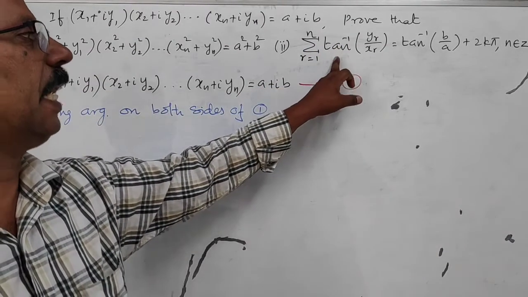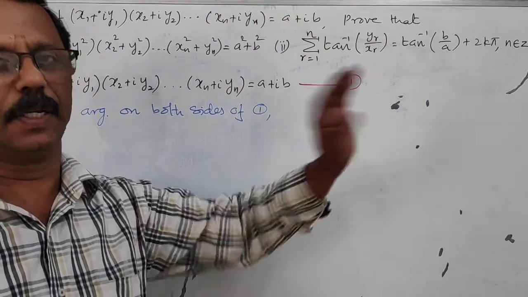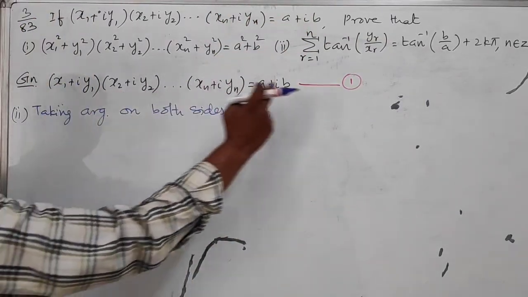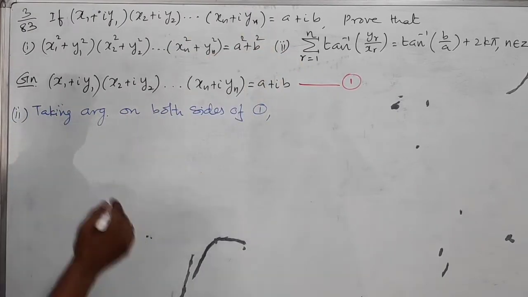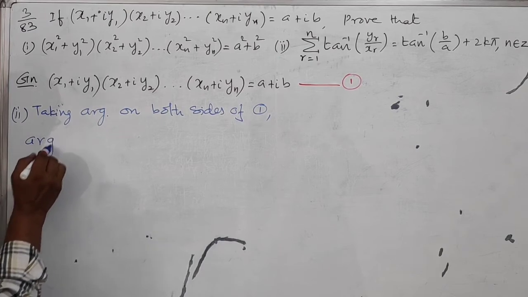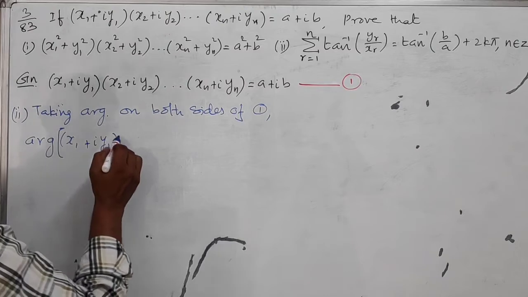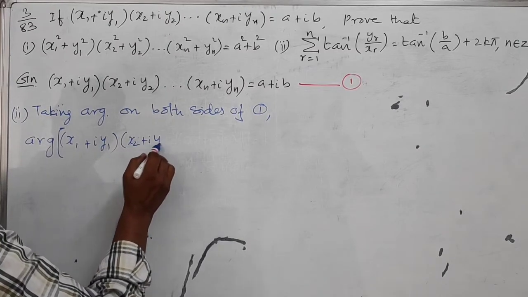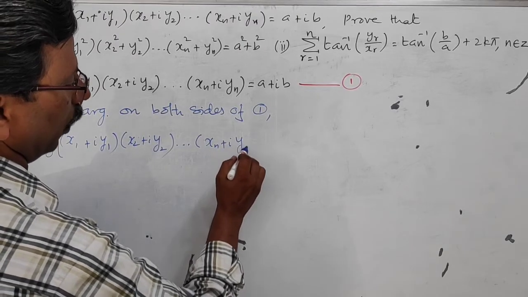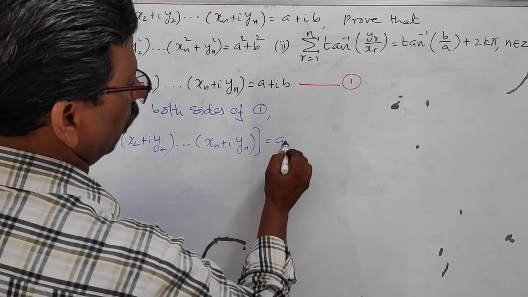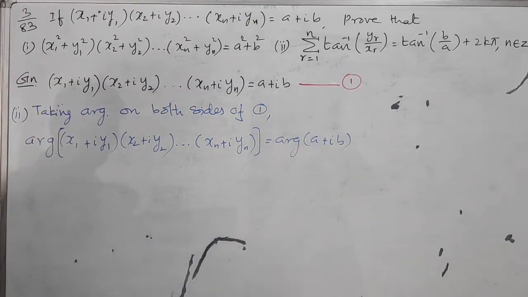In the second part we have tan inverse of imaginary part by real part, which means we need to consider the argument. Therefore, this given result we are taking as equation number 1. For the second subdivision, we are taking argument on both sides. Therefore, we can say argument of x1 plus iy1, into x2 plus iy2, into and so on, xn plus iyn, which is equal to argument of a plus ib.